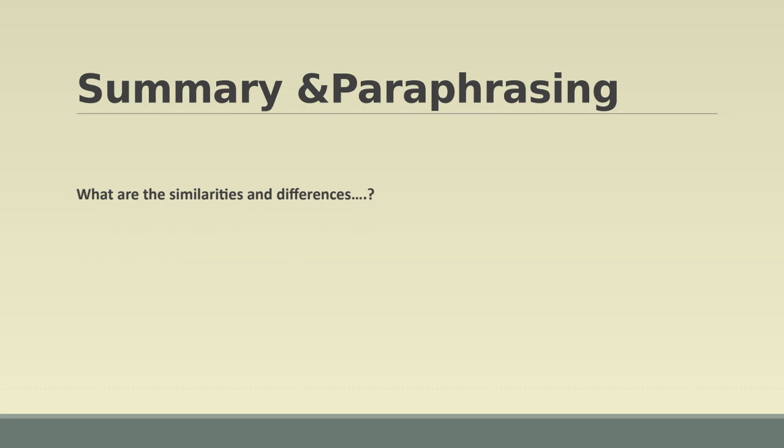Although in summary, yes, we remove some details. In summary, we have to have shorter text, but still we need to paraphrase. Still we need to use our own language. Still we need to cite, of course. So this is how we use summary and paraphrasing in our writing.